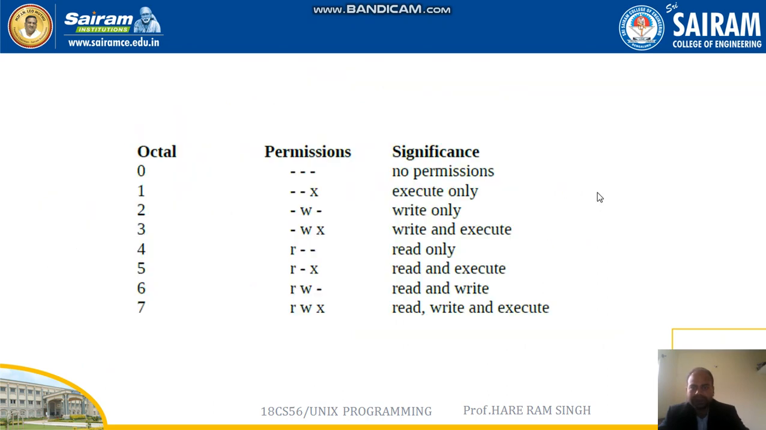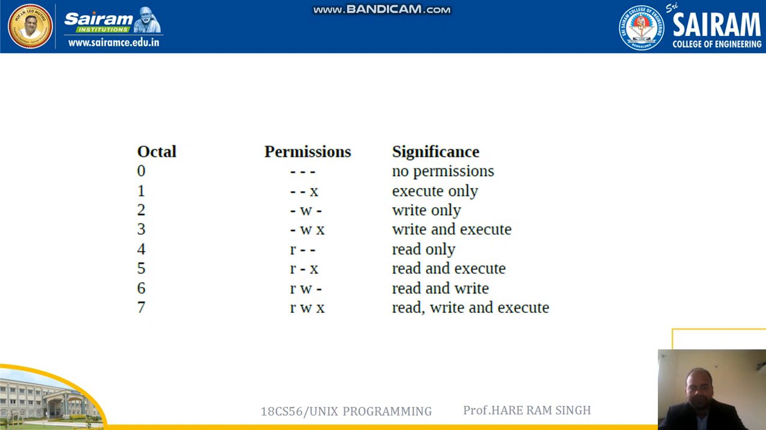Now let us go to the next slide. So for 0 there is no permission. If octal value is 1, then only execute permission. If octal value is 2, then only write permission. If octal value is 3, then write and execute permission. 2 plus 1, 3, write and execute. If octal value is 4, then read permission. If octal value is 5, then read and execute permission. If octal value is 6, then read and write permission. And if octal value is 7, then it's read, write and execute permission.